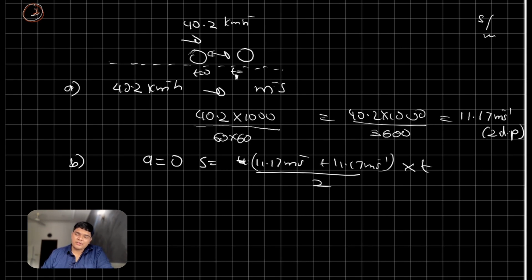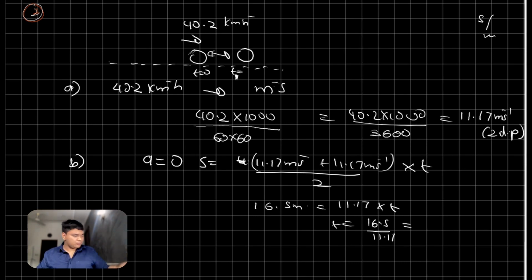We don't have to even do this. The reason we find the average velocity is for when something is accelerating or decelerating. Because there is no acceleration or deceleration here, this is not even necessary. We could just simply say the traveling distance, 16.5 meters, is equal to 11.17 multiplied by t. So t is equal to 16.5 divided by 11.17, which is equal to 1.48 seconds, right?